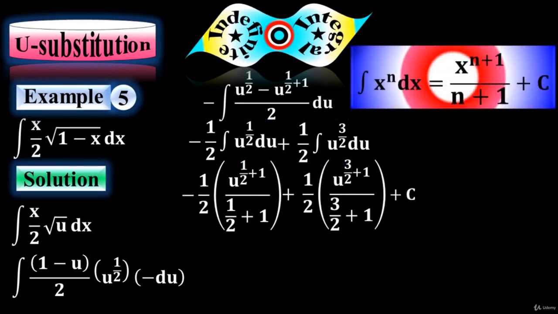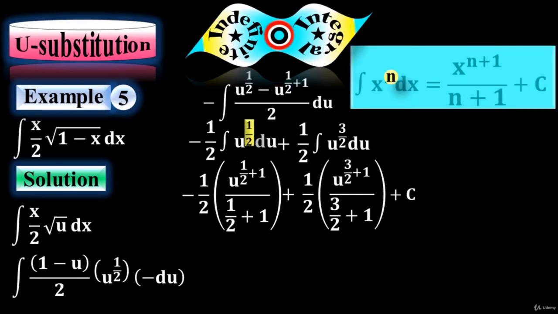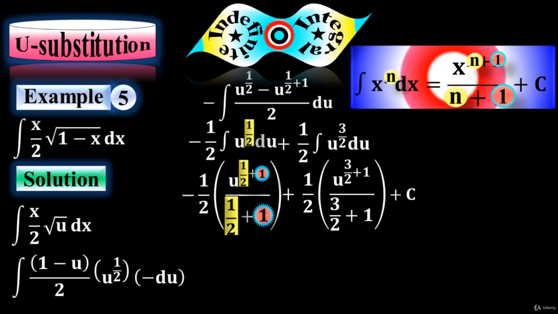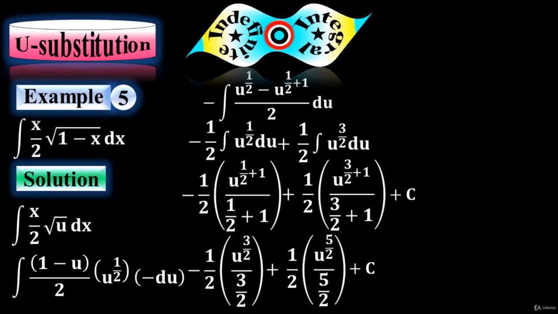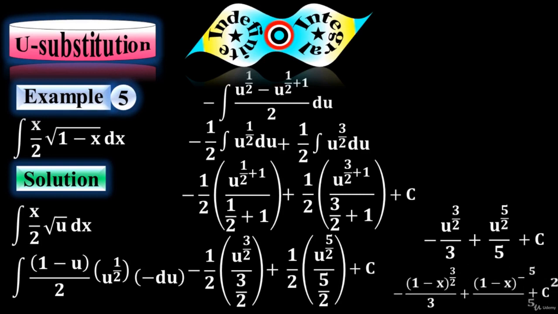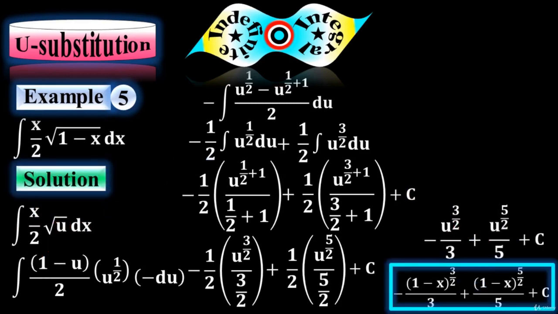We applied this formula, integral of x to the n dx. The value of n for the first term is 1 over 2. 1 over 2 plus 1, or 1 over 2 plus 1. And the value of n for the second term is 3 over 2. 3 over 2 plus 1, or 3 over 2 plus 1. 2 will be cancelled with the 2. And here 2 will cancel with the 2. And here is our final stage. Remember, we need to substitute back the value of u here, and the value of u is 1 minus x, and this is our final answer.